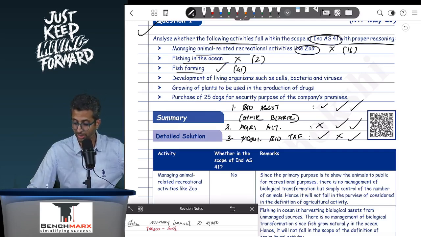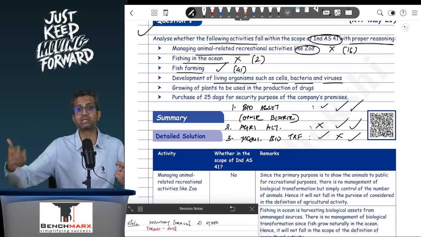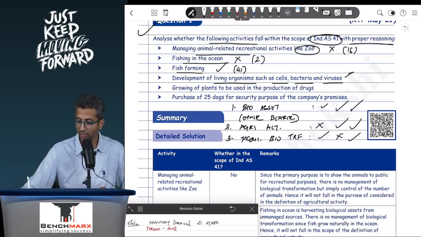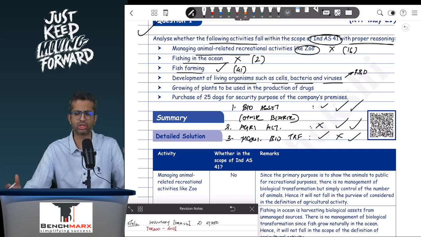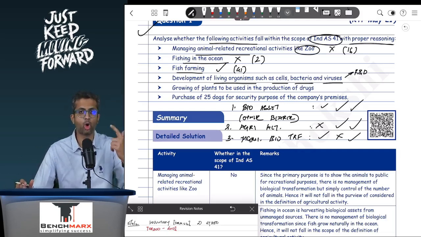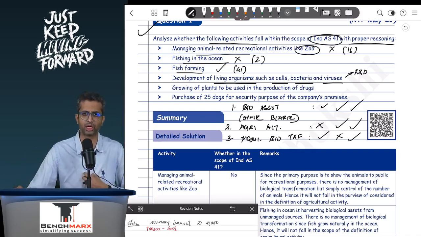Now when you look at development of living organisms such as cells or bacteria or viruses, the answer given by the Institute is also a conditional answer. There may be these cells or bacteria which are used for the purpose of research or development. So if you are using them for the purpose of R&D, they may be biological assets, you may be managing the transformation, but you're not holding them for sale or for converting into additional biological assets or for the purpose of, let us say, agricultural produce. You're holding them for R&D purpose, and hence this will not be covered under Ind AS 41.